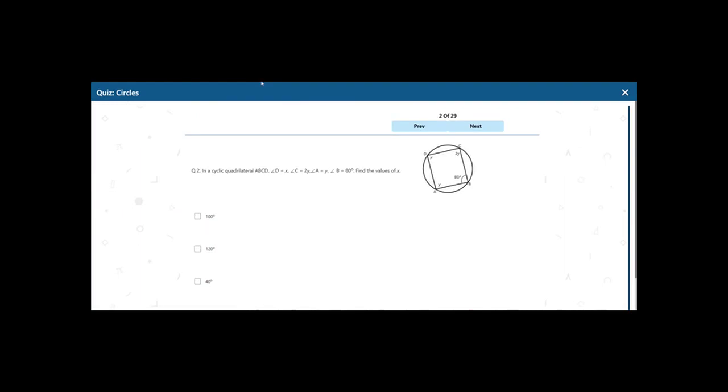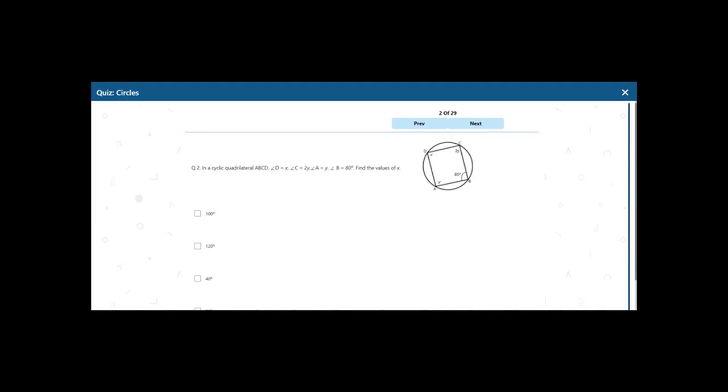Next question for Akash. Akash, you have to answer this question. Angle D is X. Angle C is 2Y. Angle A is Y. Angle B is 80. What is the value of X?